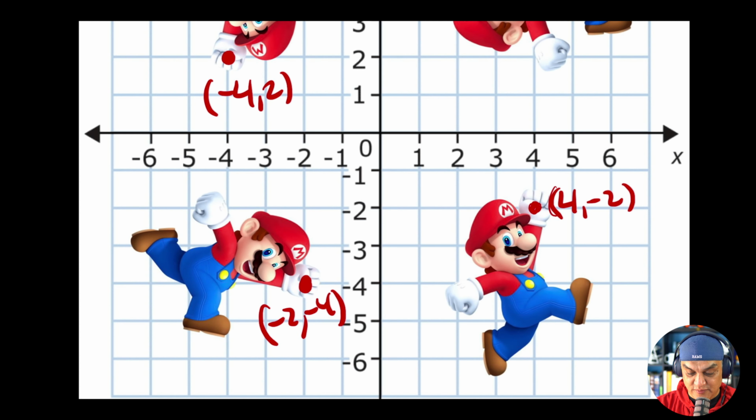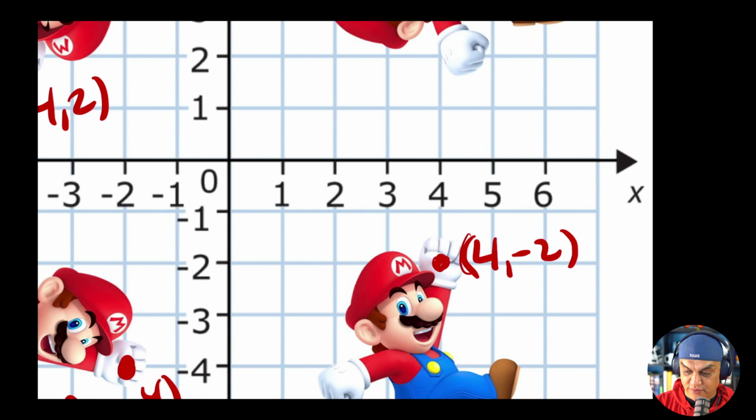They make a square with a rotation. Mario's thumb is always the y-axis. What do you mean Mario's thumb is always the y-axis? It has x and y coordinates, right? Mario's thumb has x and y coordinates. So I don't know what you mean by that, but it's okay.